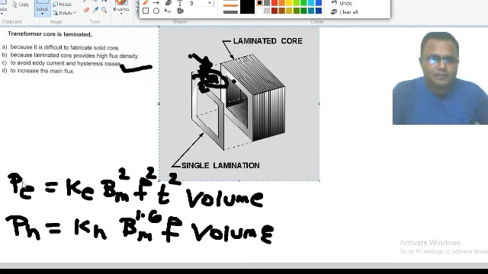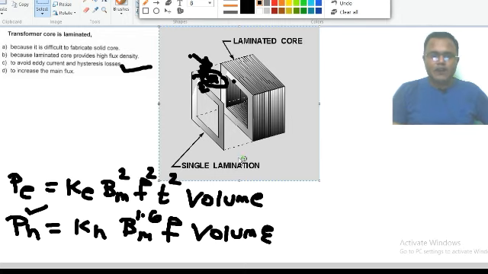See here, eddy current loss is equal to K into Bm square F square T square into volume of the core, and hysteresis loss is equal to KH into Bm to the 1.6 F into volume. Here T means the thickness of the lamination. So if the thickness of the lamination decreases, then eddy current loss also decreases. By using laminations, the volume of the core is reduced, and whenever the volume of the core is reduced, hysteresis loss is also reduced.